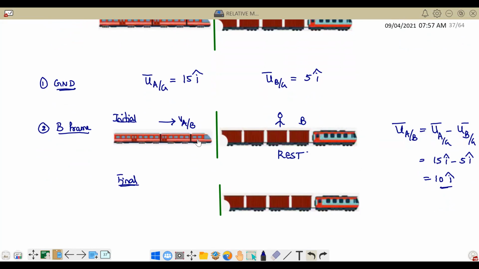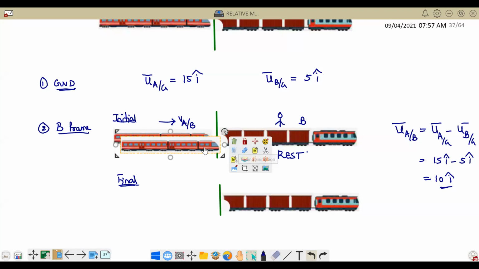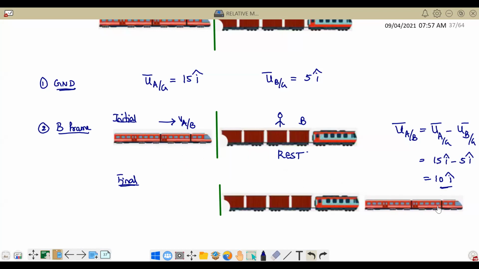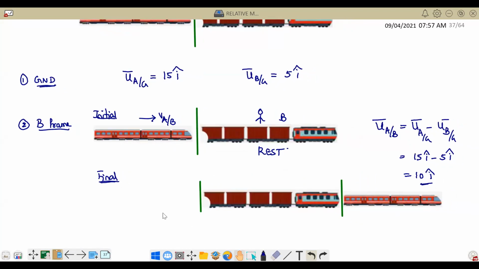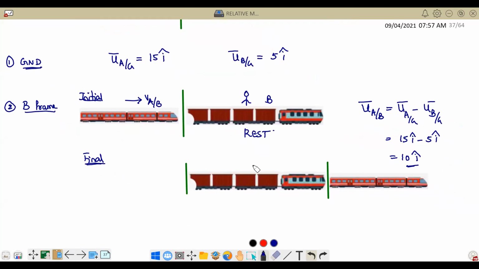Okay. So now train A, when is it said to have crossed? Tell me. When do you say it has crossed? When the last compartment crosses the train. When it has crossed like this, then we can say that this is the final position. Now you are still standing at rest on B. B is at rest.